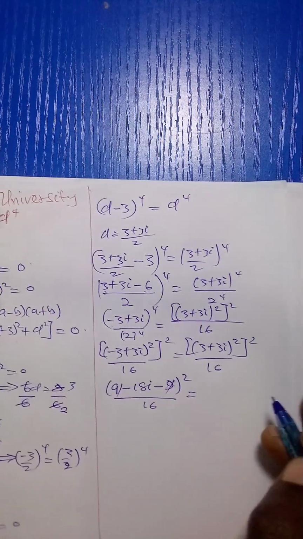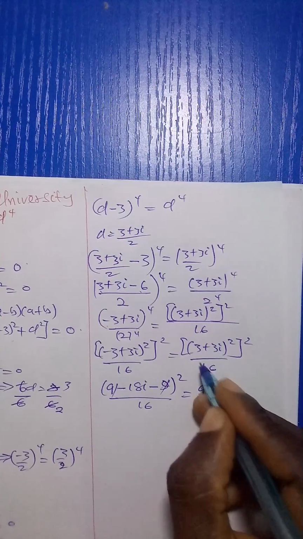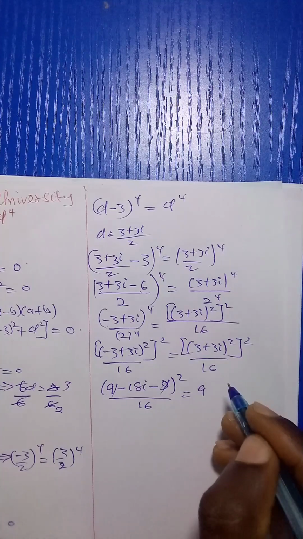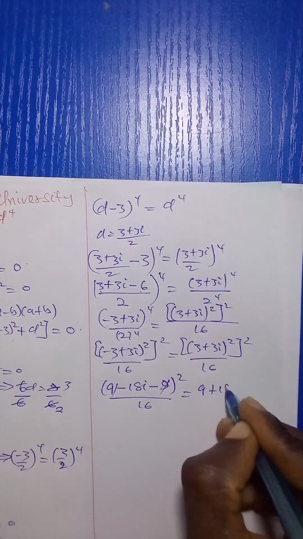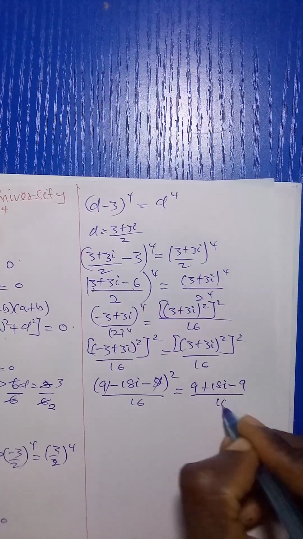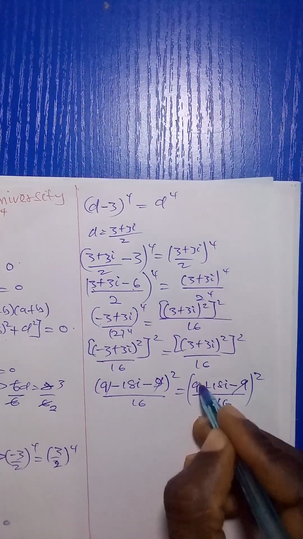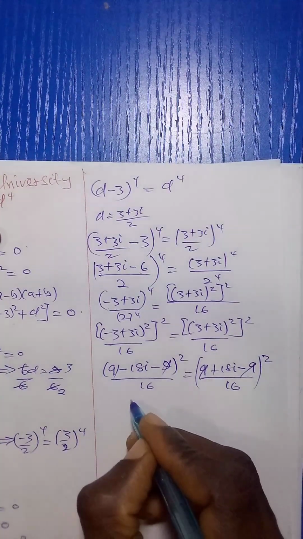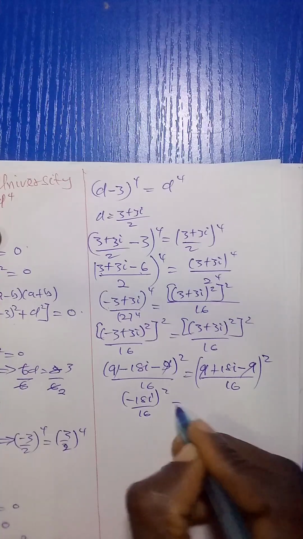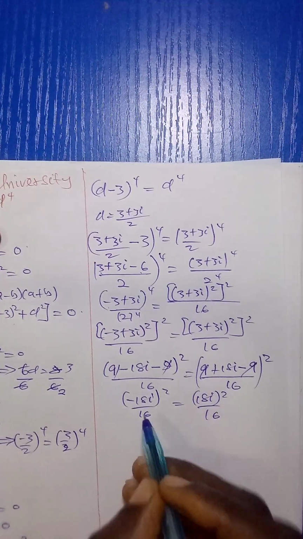This and this will cancel out. If we open this bracket again, we'll have 9. 3 times 3i is 9i. 3i times 3 will give us another 9i. We have plus 18i here. Then minus 9 all over 16, all raised to the power 2. This and this again will cancel out. So we have here minus 18i over 16 all raised to the power 2, is equal to 18i all raised to the power 2 over 16.